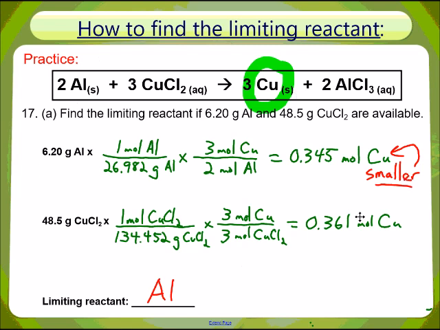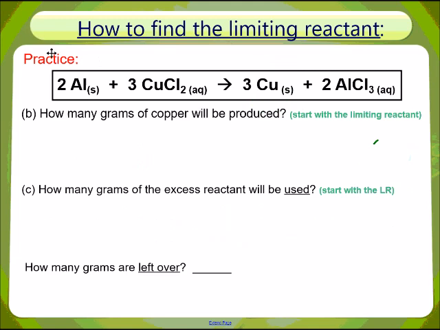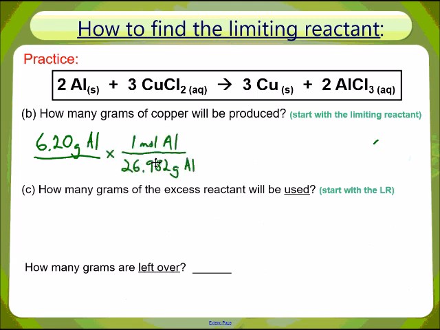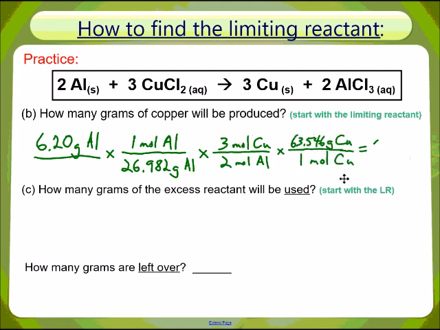This was a part A problem. We figured out what the limiting reactant is and the amount. We have 6.20 grams of aluminum. That would be the starting point for the other problems. So when they ask for how many grams of copper will be produced, I start with 6.20 grams of aluminum because that's my limiting reactant. I convert it to moles again, mole to mass conversion, and I use the mole to mole ratio for copper again. This time though, I'm going to convert it to grams of copper. And when I get to the end, I do the math here. It tells me I can make 21.9 grams of copper.